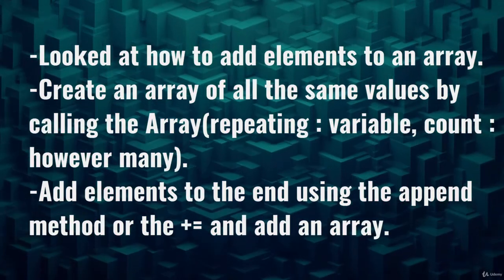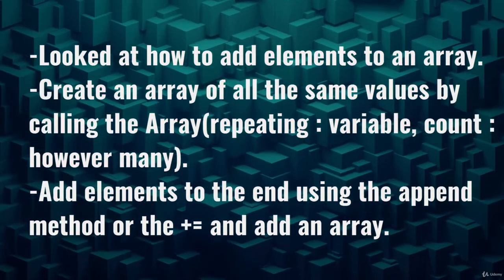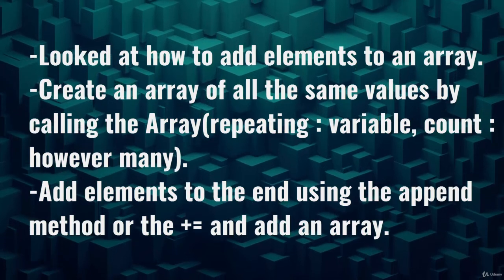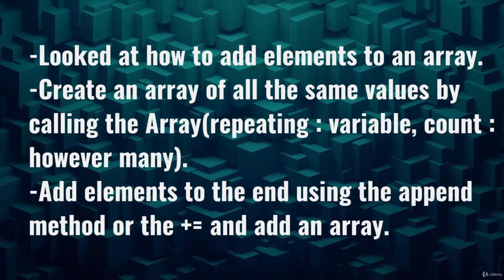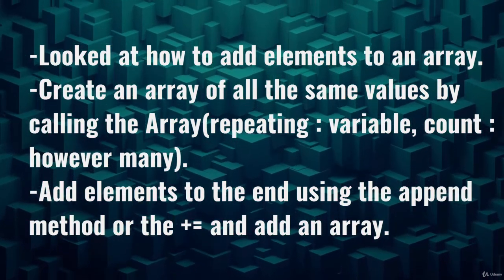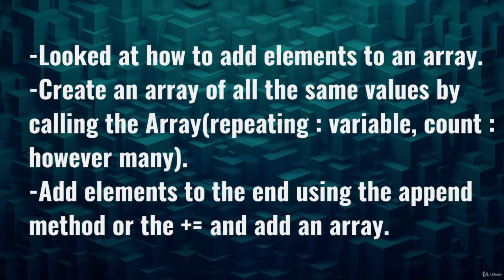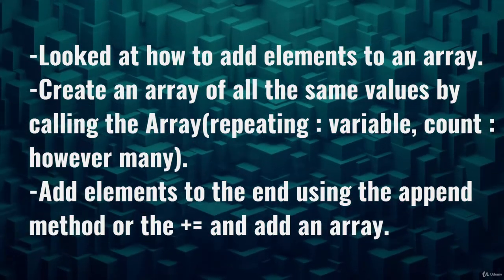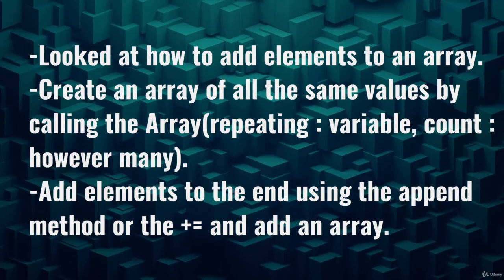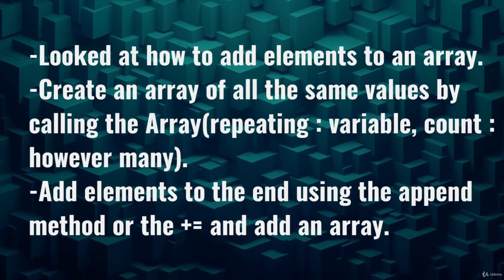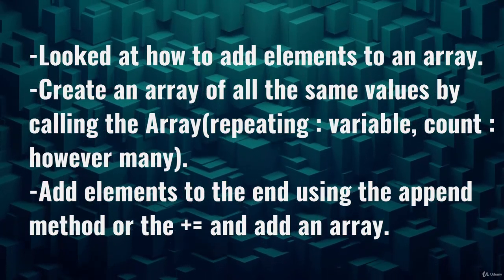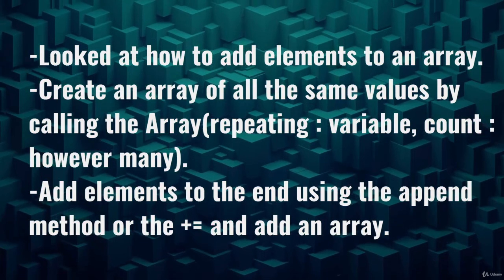Then the variable would be 5 here, and the count would be however many 5s we want to add. And this is a much faster way of adding elements than to do something like just initializing the array and saying it contains 5, 5, 5, 5, 100 times or whatever. So if we have a really long array and we know that they're all going to be the same value, I think this array with the repeating and the count functions is definitely the way to go.